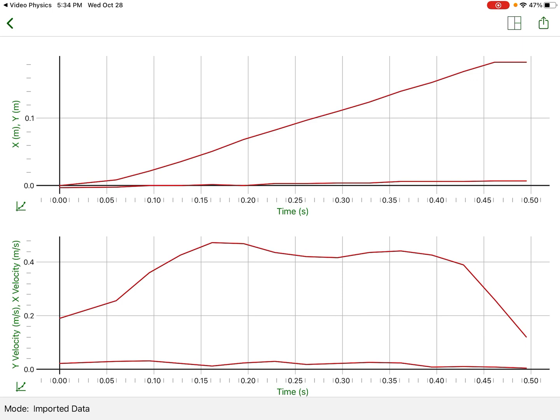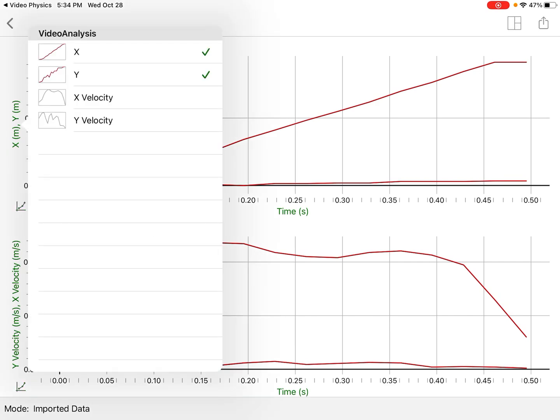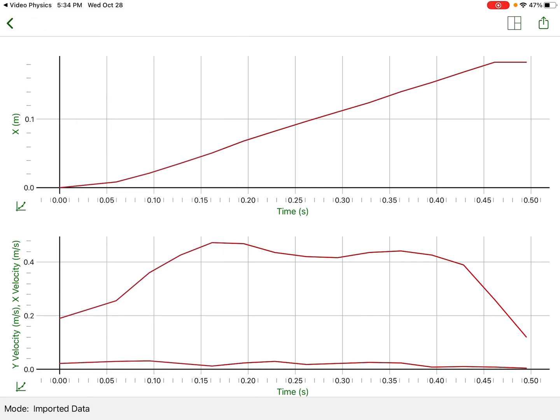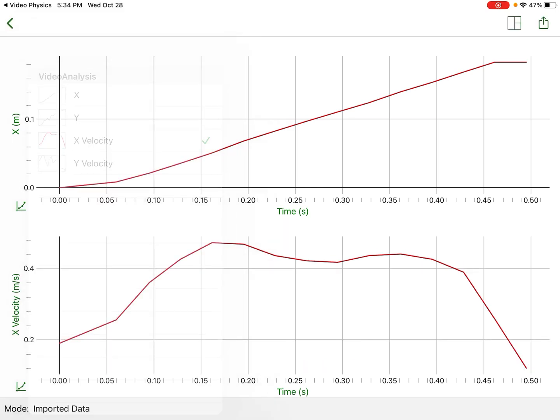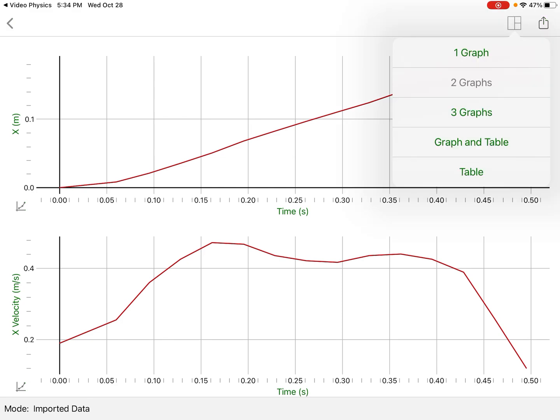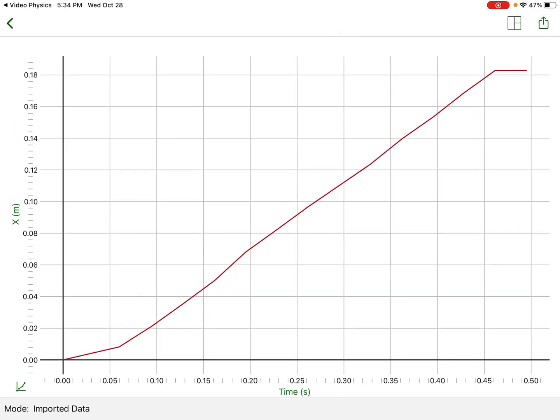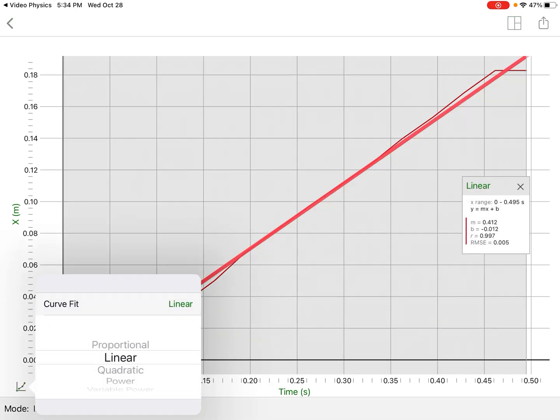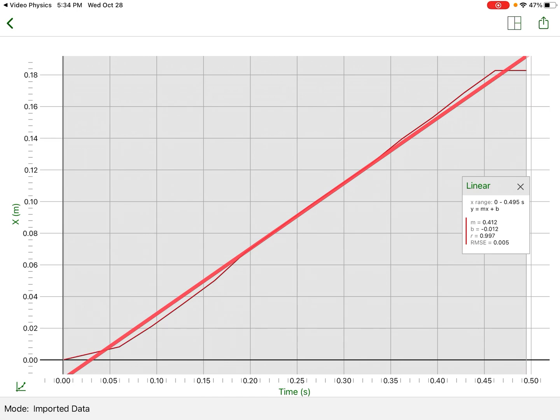And there's my data. Now, this is graphing both horizontal and vertical data, but really all I want is the horizontal data. So I'm going to turn off the Y data. I don't need it. And I'm going to turn off the Y velocity here. Okay, now let's analyze this. This is a position time graph. I'm going to look at just the top graph, and down in the lower left corner, I can apply a curve fit. I can apply a linear curve fit.